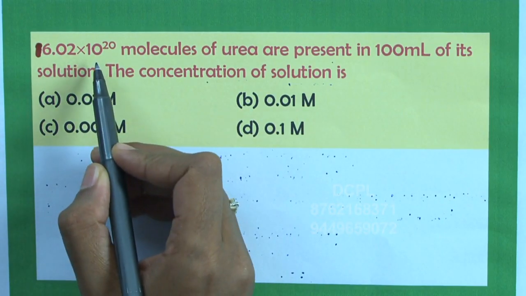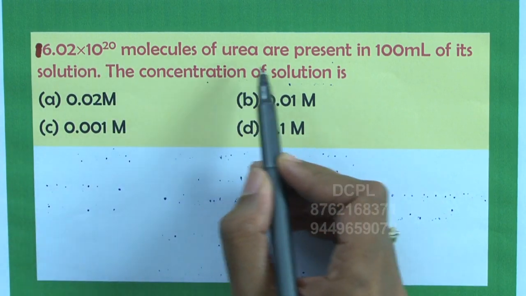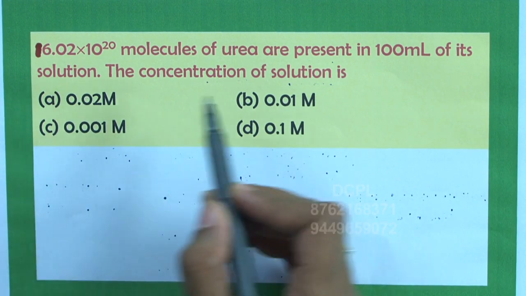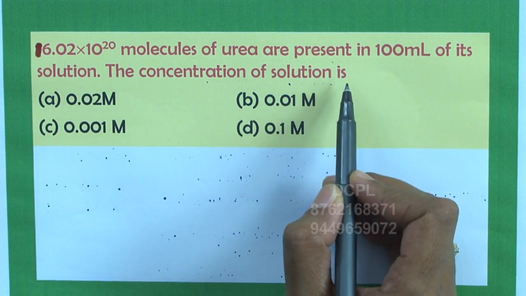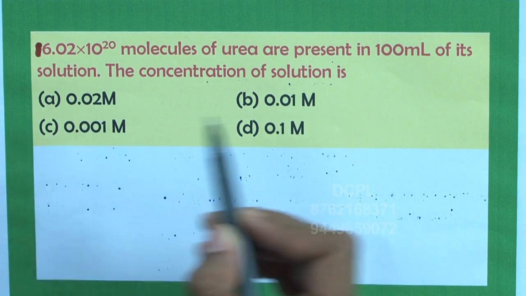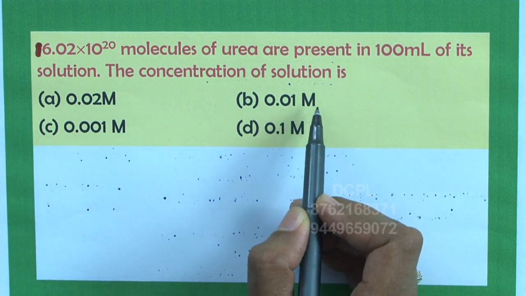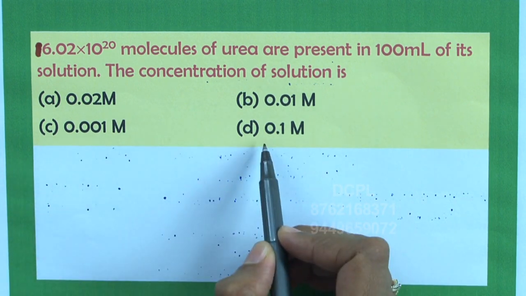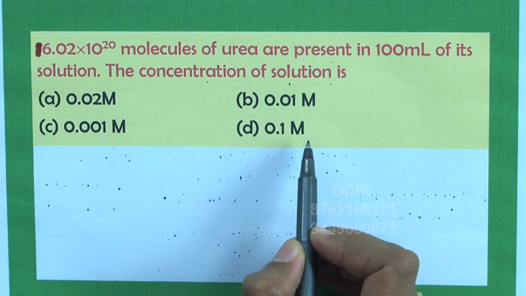6.02 into 10 to the power 20 molecules of urea are present in 100 ml of its solution. The concentration of solution is: the given options are A 0.02 molar, B 0.01 molar, C 0.001 molar and option D 0.1 molar.